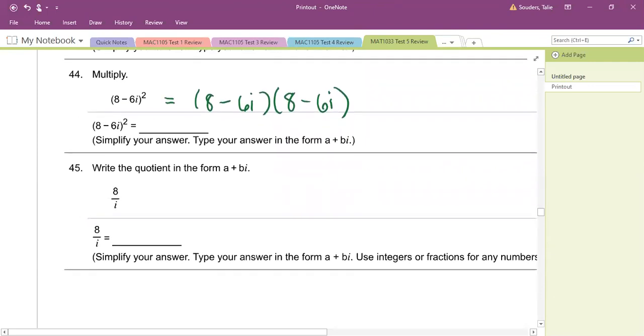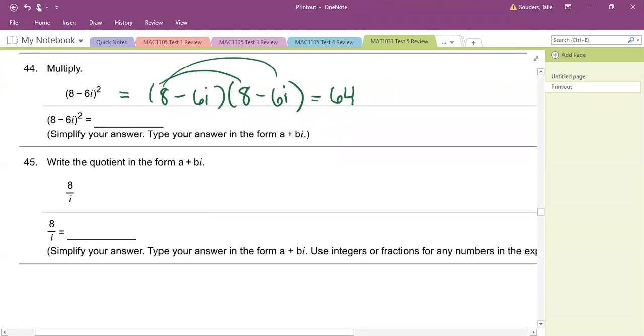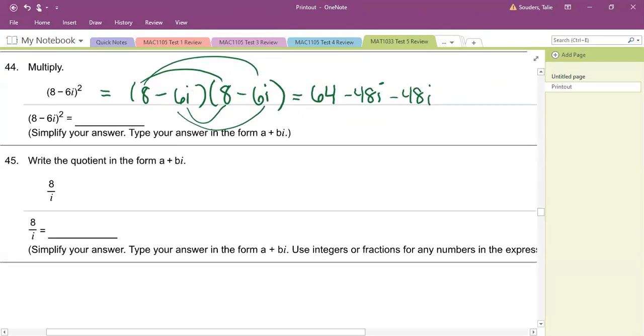So what do you get when you FOIL? What is 8 times 8? 64. 8 times negative 6i. Negative 48i. Negative 6i times 8. A negative 48i. Another one. And then negative 6i times negative 6i. Positive 36i squared.